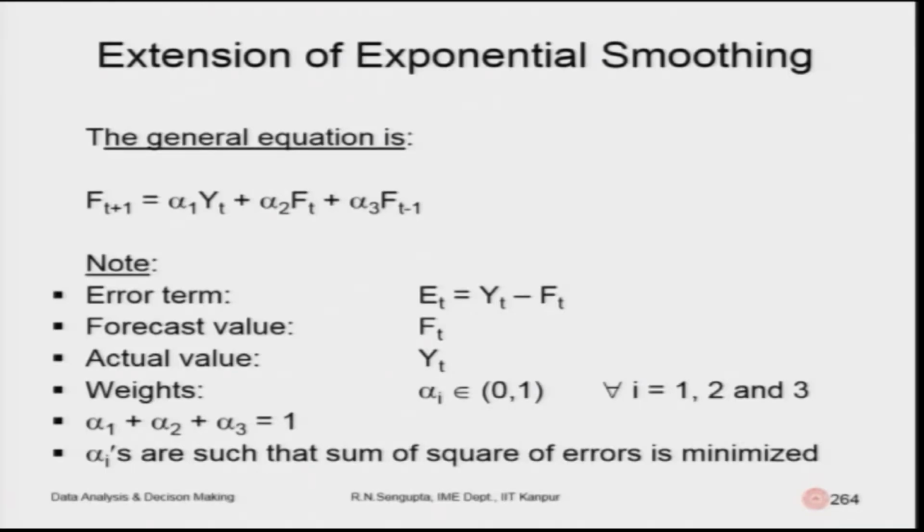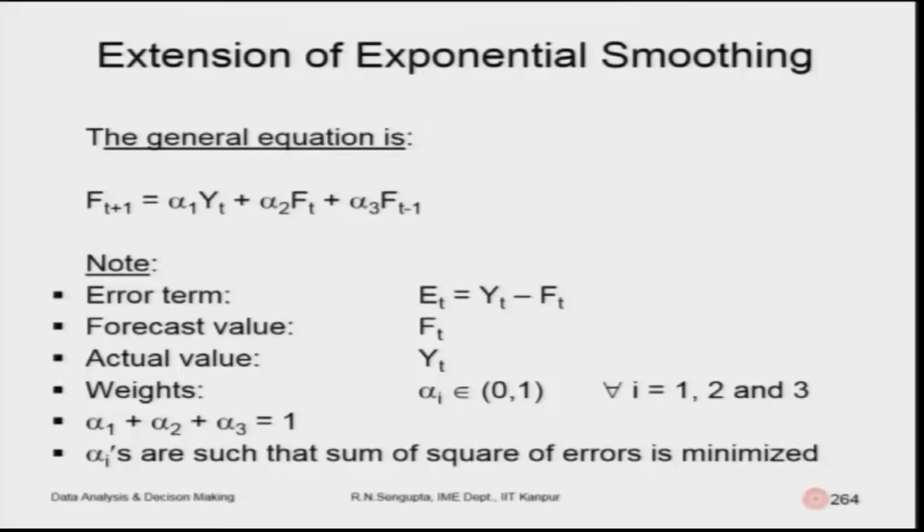Now, consider alpha 1 as the weight we put on the actual value for time period t, and we are also putting alpha 2 and alpha 3 weights on the forecasted value for the t-th time period and the (t minus 1)-th time period. That means we are quite certain that the forecasted values have a huge amount of significance for forecasting further on in time.